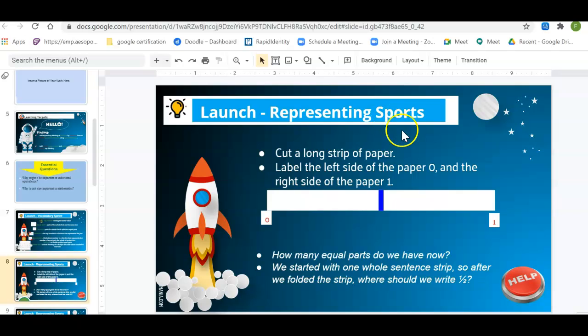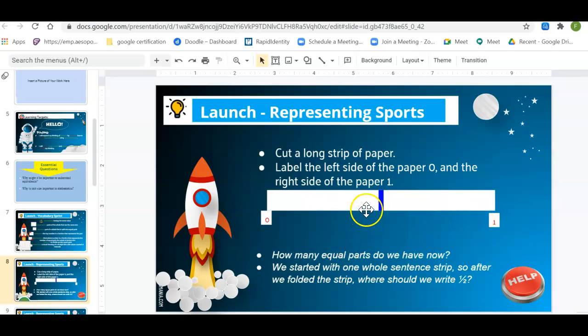So on our next slide, representing fractions. Much like we did last week where we folded paper into different fractions, today we're going to use the visual model here to represent. Okay, so here we're going to say that this is a long strip of paper. This is one long strip of paper here that's been cut, and I went ahead and I've labeled the left side of the paper to be 0 and the right side to be 1. This is kind of representing a number line so far.